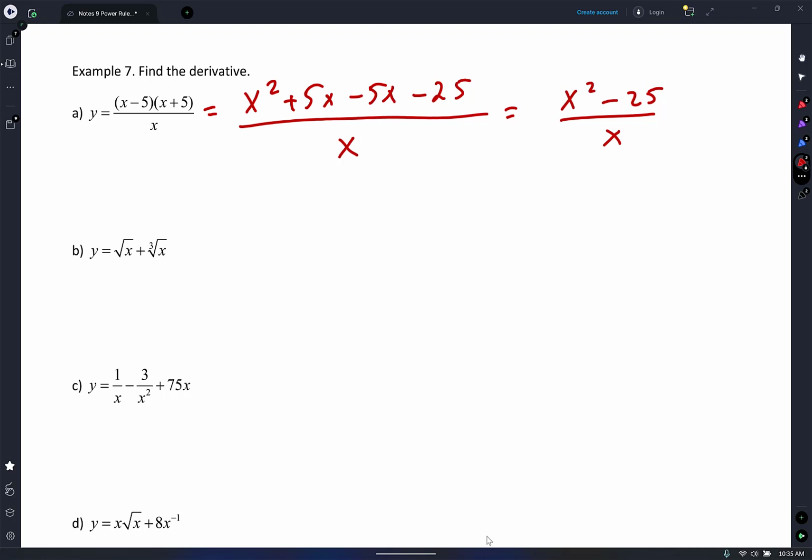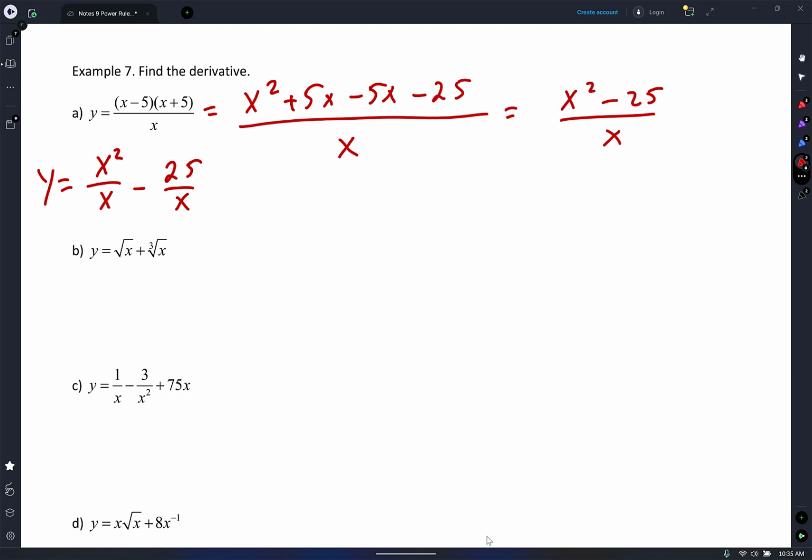Next, Chav, I can't do power rule right now. I have a quotient. It's divided by one term. When you're dividing by one term, you can break it up like this. Y equals, and I'm going to write x squared over x minus 25 over x. Are we still okay? Have I confused anyone?